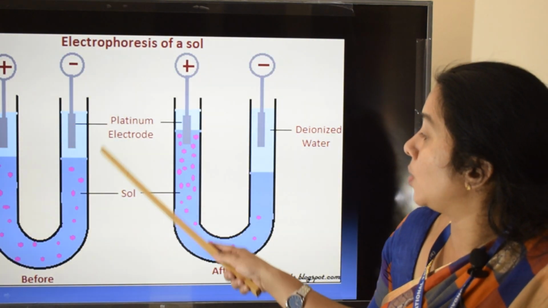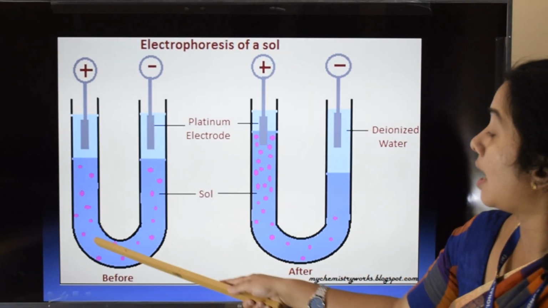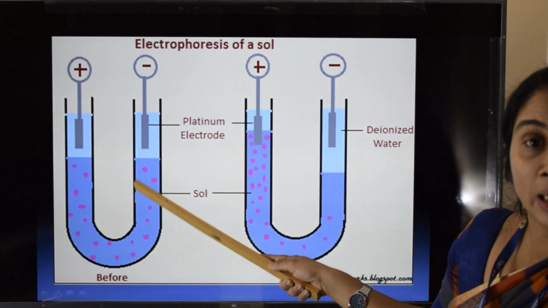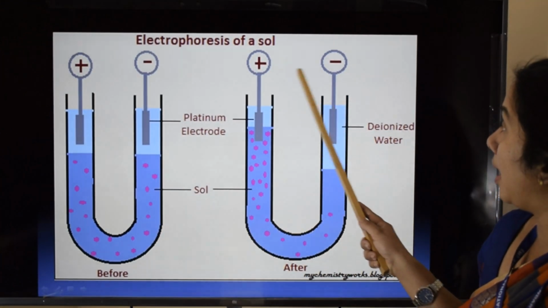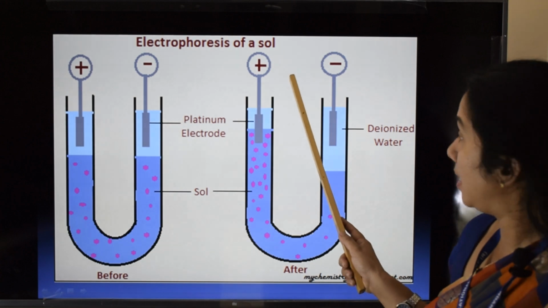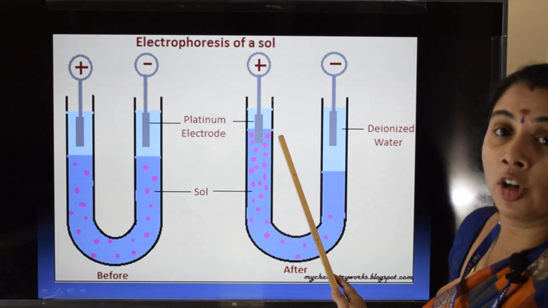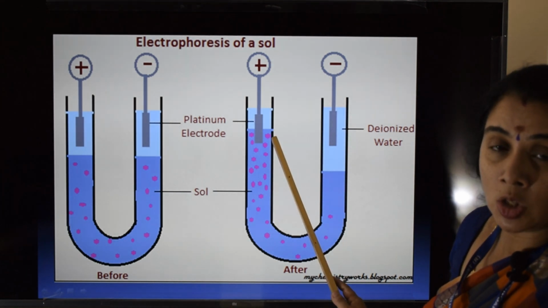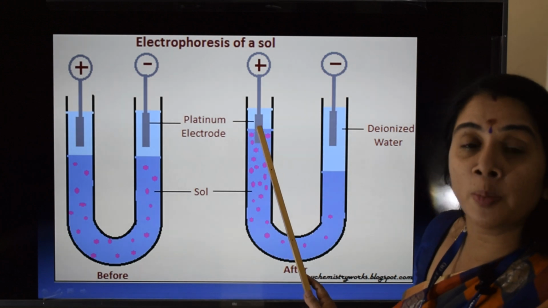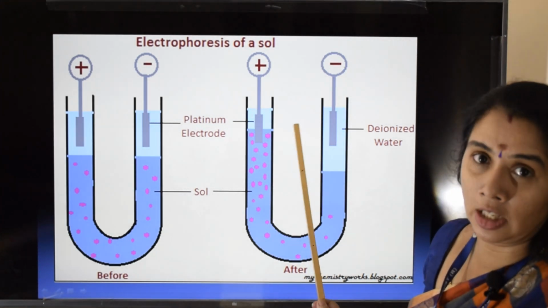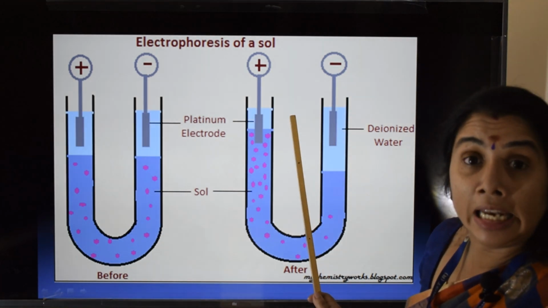See, in this picture also you can see here. So before electrophoresis, the particles are distributed in the medium. It is having a Brownian motion moving here and there. But once you apply the electric potential, what happens? The colloidal particles get attracted towards any one of the electrodes depending on the charge. So positive particles will move towards the negative electrode and negatively charged particles will move towards the positive electrode. This movement of colloidal particles is termed as electrophoresis.